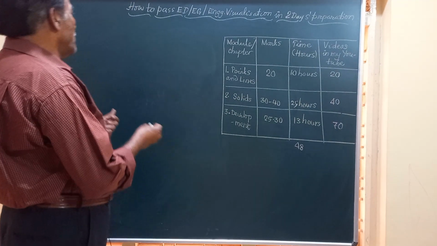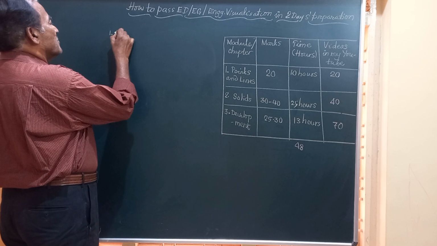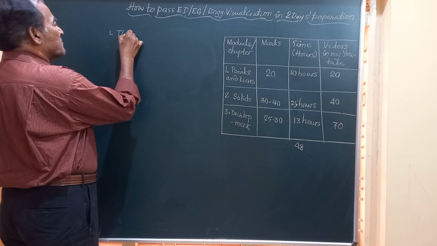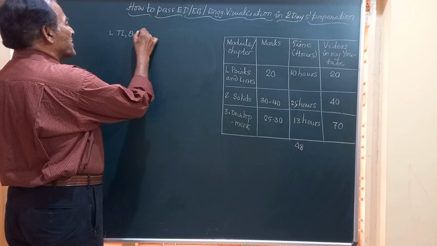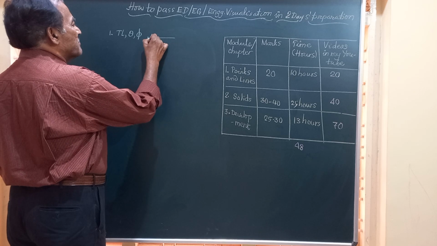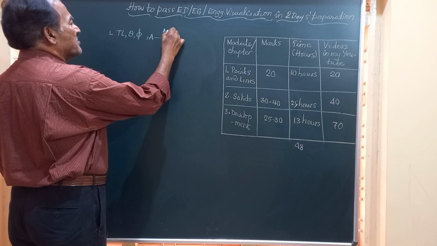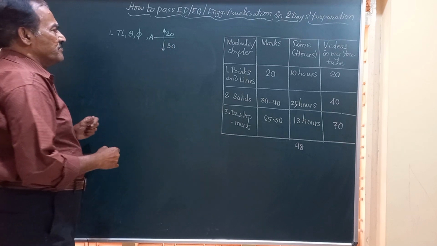Now, which are those problems? Friends, I will write down here. Number one, they will give you TL, the true length of the line, and they give you theta and phi. Along with that, they will give you one of the endpoints. Say A is 20 mm above HP and it is 30 mm in front of VP.